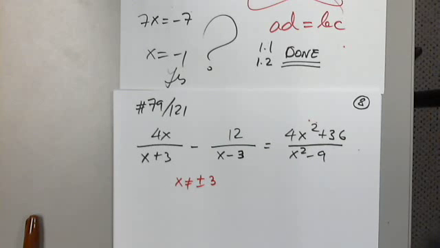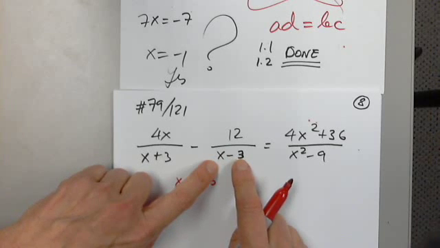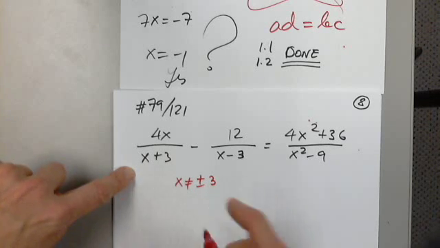Do you all agree with x not equal to 3 or negative 3? Yeah. So x minus 3 does not equal 0 means x not equal 3, and x plus 3 does not equal 0 means x not equal negative 3. Would you agree? Okay, good.